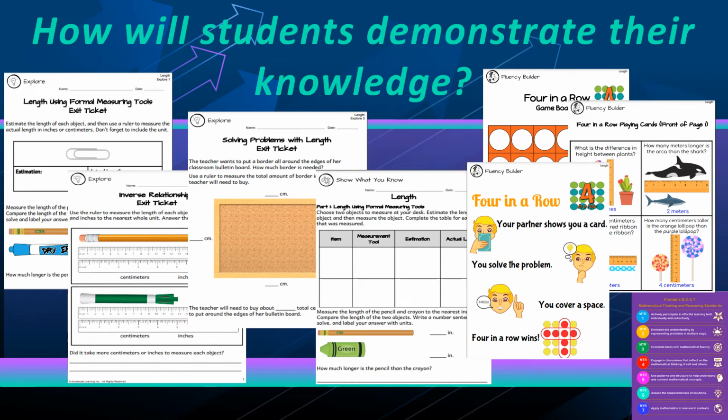Provided here is 4 in a row. Partner 1 shows Partner 2 a question card. If they answer correctly, they get to place a counter or mark a spot on the board. First to get 4 in a row wins. These are engaging for students and provide the teacher with informal assessments to gauge the students' understanding throughout the unit. Exit tickets can be found in Explorers and show what you knows are in the Explains. Fluency builders and other activities can be found under STEMscopes Elaborate. In the classroom, these activities could demonstrate MTRs 1, 2, 3, 4, and 7.